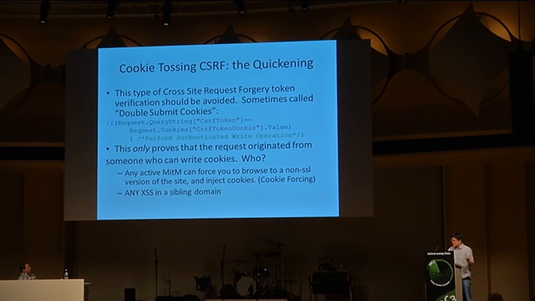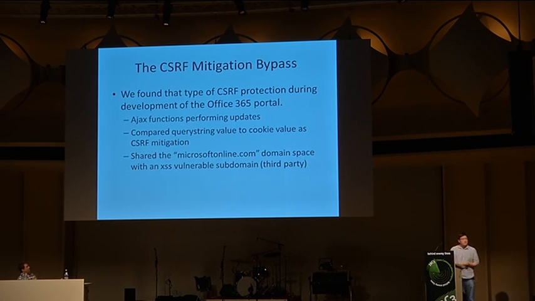So another way you can do this is through active man-in-the-middle. That was kind of the cookie forcing issue that Chris Evans talked about. Essentially, you can trick a user into visiting a non-SSL version of the site and then attempt to overwrite their cookies that way. So we actually found this exact bug in the early development cycle of the Office 365 portal. Basically, there was an AJAX function that performed updates, and they were doing this exact same thing. So they were taking a cookie value and comparing it to a form value, and if those two match, then they assume that that's a legitimate request.